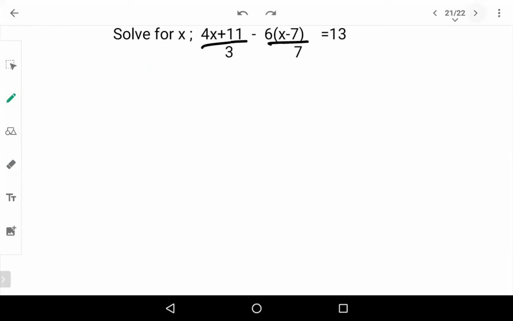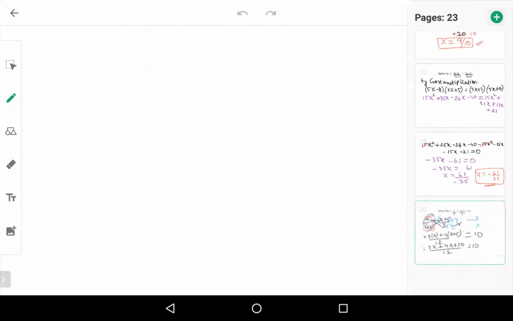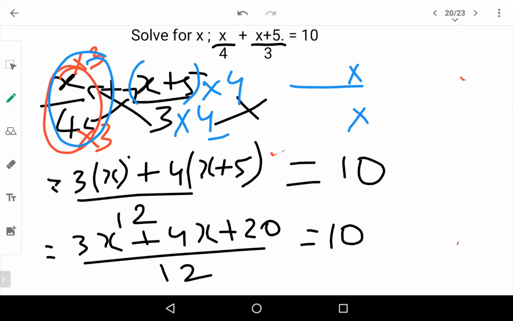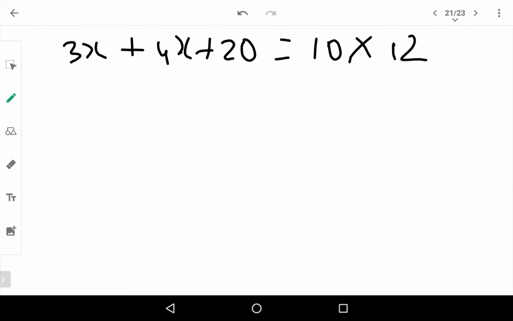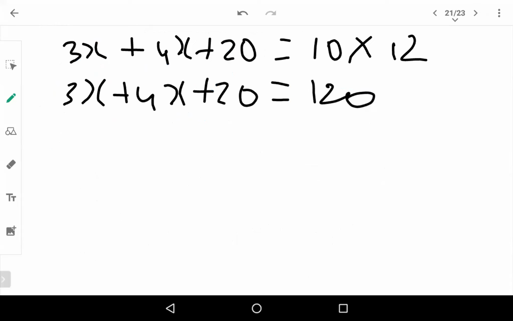Now going on, let me add a page here. Quickly. Now going on further. Now what did I have? I had 3x plus 4x plus 20. Now this 12, I can take it to the other side. If I take this 12 to the other side, it will become multiplication. So 3x plus 4x plus 20 is equal to 10 into 12. So 3x plus 4x plus 20 is equal to 120. Understood until here? Everybody understood till 120? Quickly, we have less time.